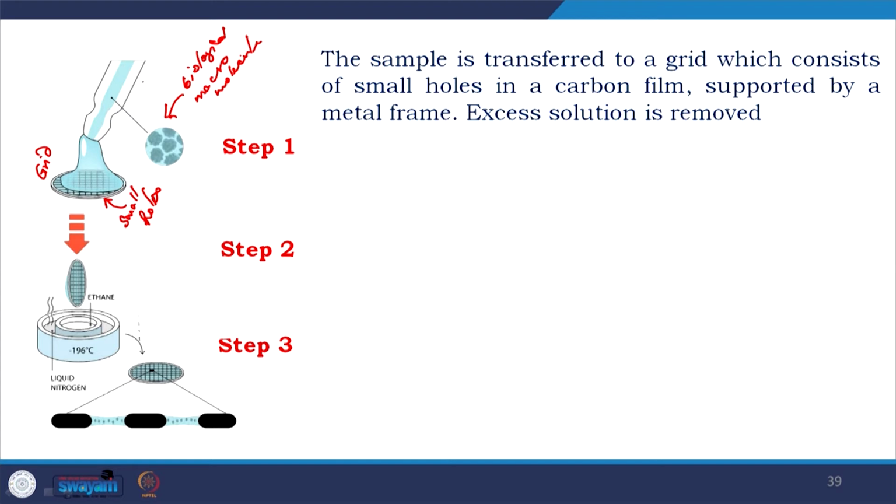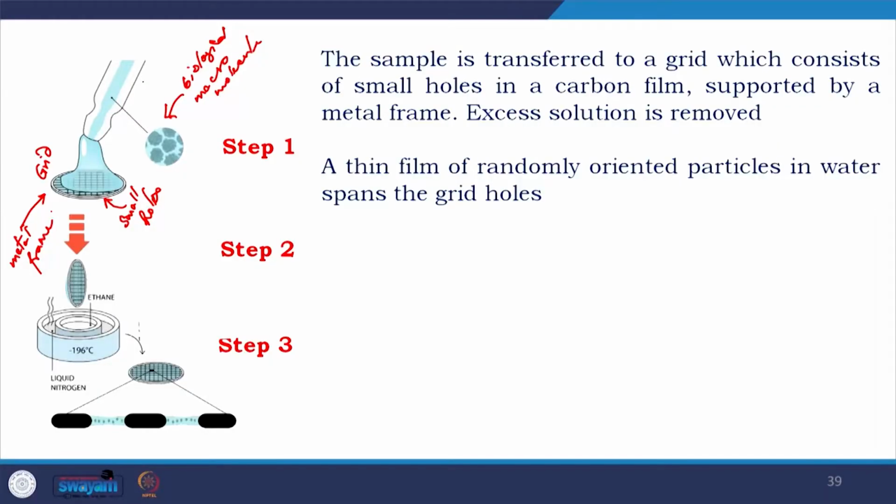So, the sample is transferred to a grid which consists of small holes in the carbon film supported by a metal frame. Excess solution is removed. I have discussed it in the sample preparation section previously. When you have excess solution, you do blotting or something, you remove it.